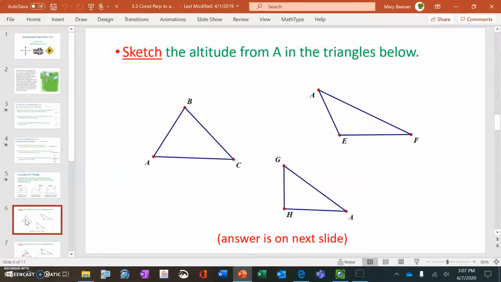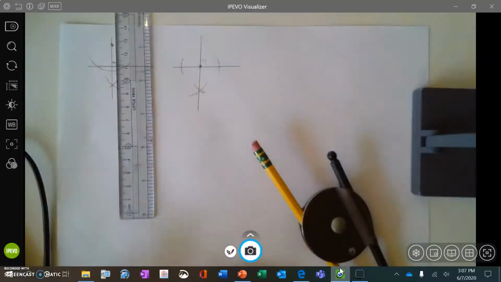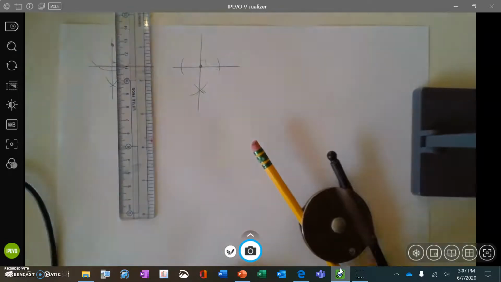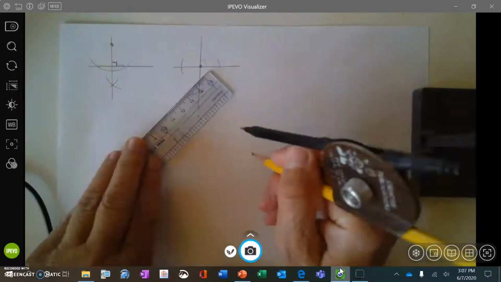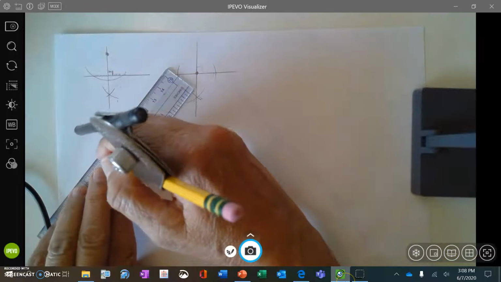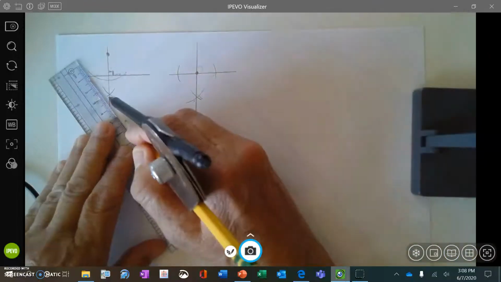So now this says, sketch the altitude from A in the triangles below. Now, how I do this is, let's see if I can do this. Let's go over to my drawing instead. Okay, so this one has a triangle that looks like this, kind of.